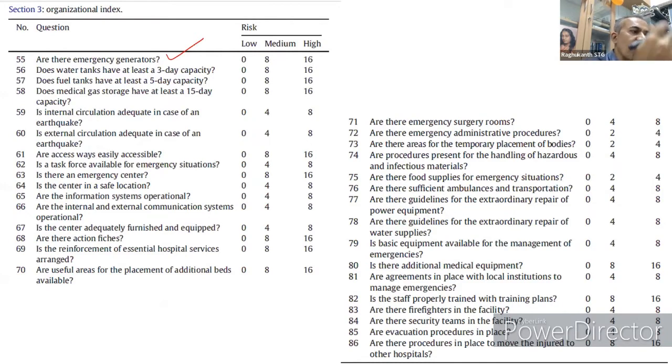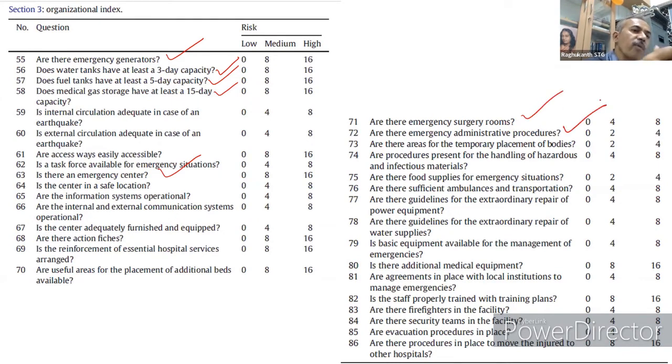Suppose there's a water tank, because whenever there is a disaster, the pipelines may get choked. Whether the water tank has a 3-day or a 5-day capacity, medical gas a 15-day capacity, external circulation, where the emergency center is, where the drugs are positioned, whether the medical things are put up on elevation, where the emergency surgery room is located, administrative procedures.